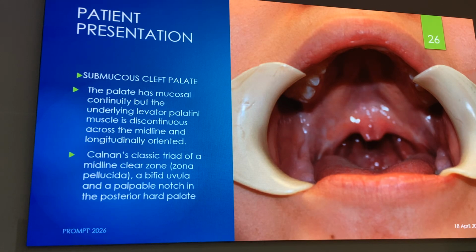There is a blue line in the center. You can see it in this patient. There is a blue line here. There is a bifid uvula, as you can see, and a palpable notch in the posterior hard palate. What is important in this picture, you can see the muscle here. It is oriented just like in a cleft palate. So essentially it's closed, but it is essentially a cleft palate, often with poor speech.